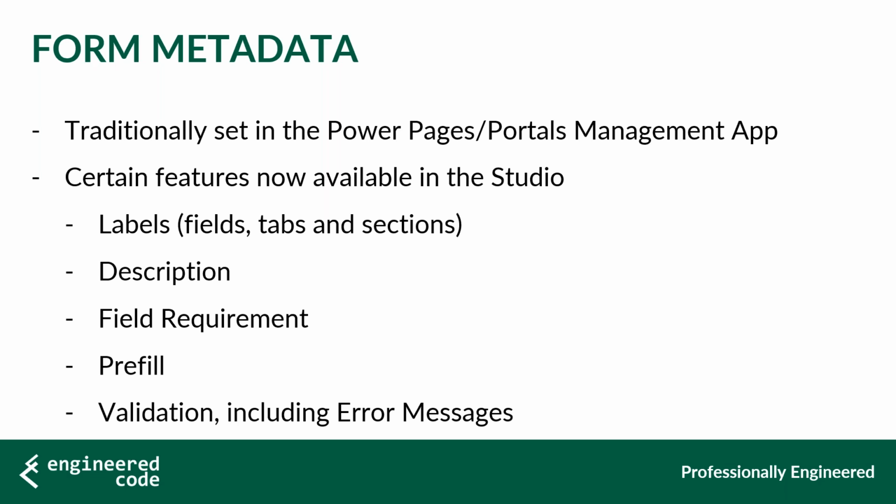So things you can do in the studio include changing labels. That's labels on fields, on tabs, on sections. If you do make a change to a label on a form, that is something that we use form metadata for. If you add a description to certain fields, that's also done there. You can make a field that's not required on the model-driven app form required on a Power Pages form. We do that using form metadata. You can pre-fill data. You can automatically save data in different ways. So one of the things you can do via the studio is the ability to pre-fill data. You could also have enhanced validation.